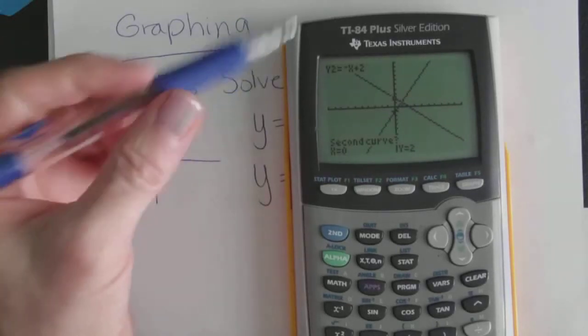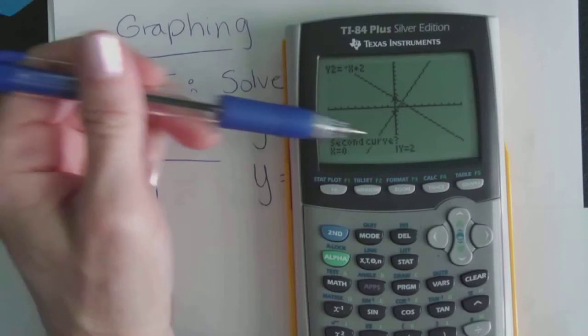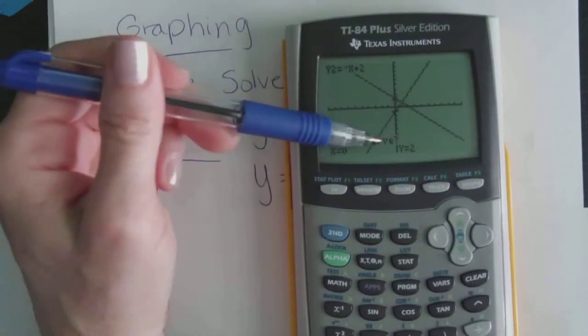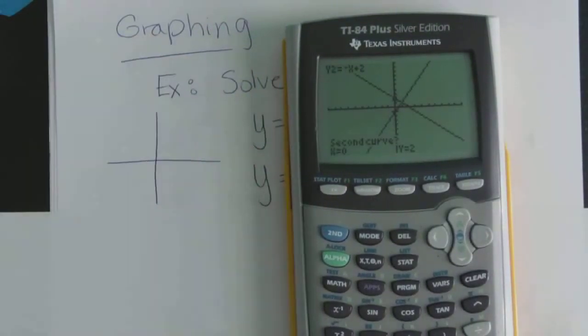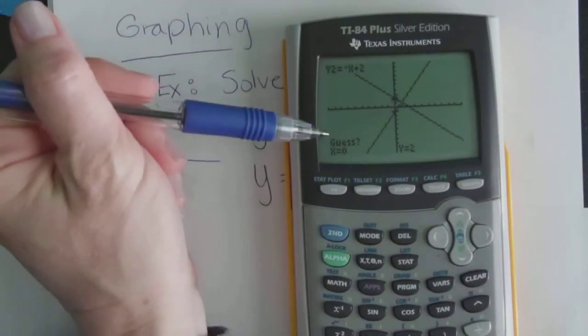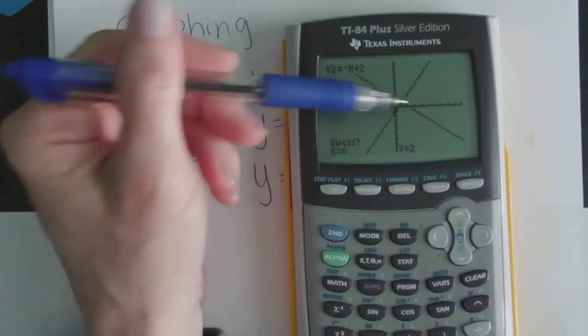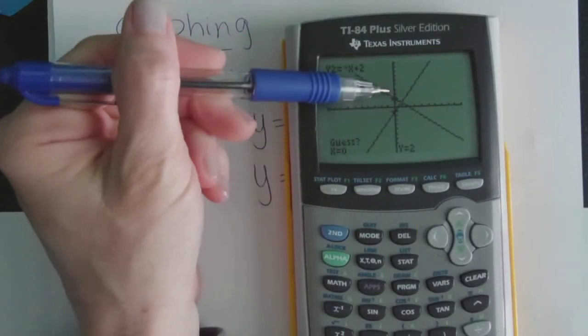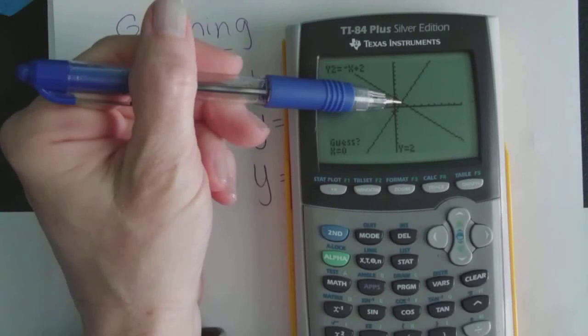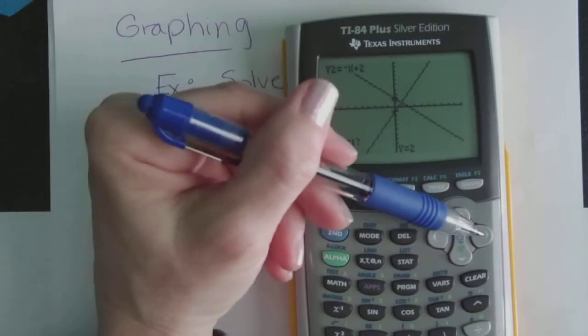So when it prompts you first curve, you literally just hit enter. So go ahead and hit enter. When you do that, the cursor jumps to the other line and says, hey, second curve, is this your second line, question mark? Yep, so hit enter. And finally, it says, hey, do you have a guess? Do you have a guess where these two lines intersect?